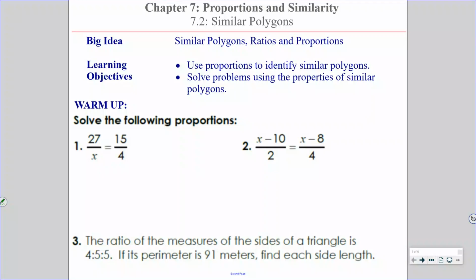Welcome to this super splendid 7.2 lesson. And we're talking about similarity today. So many fun essays. All right, just a review over how we solve proportions: cross multiply.